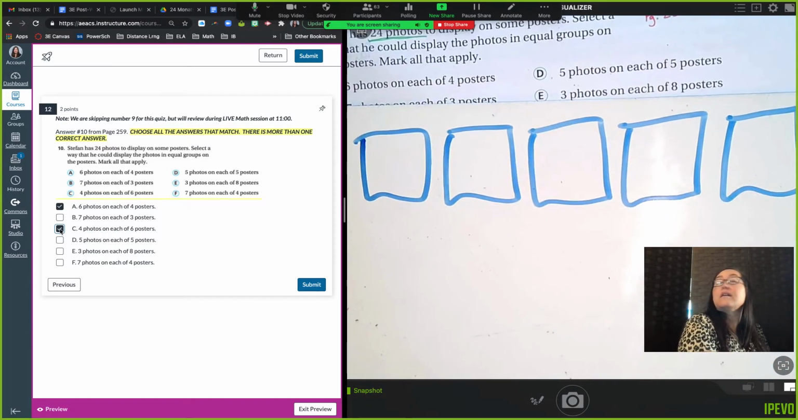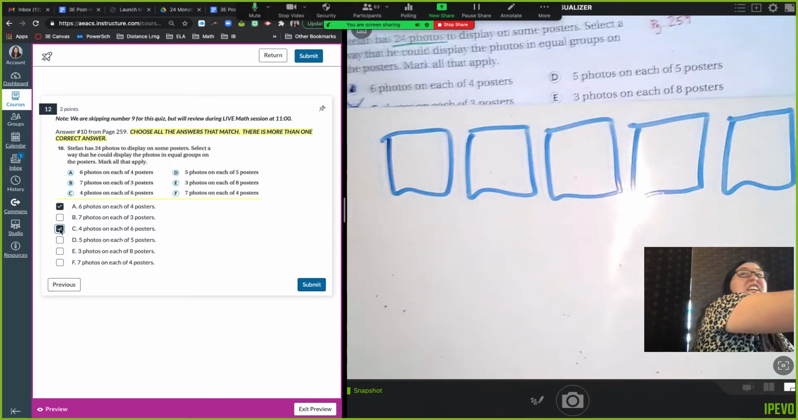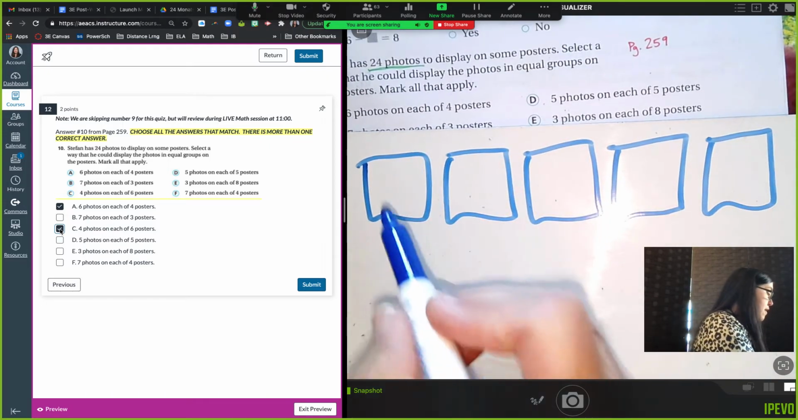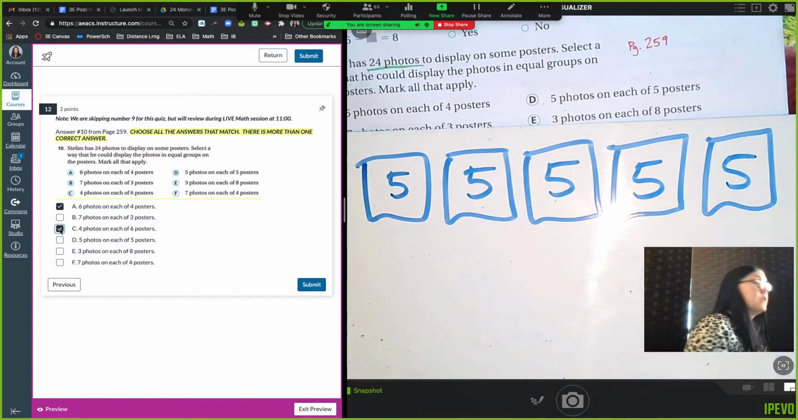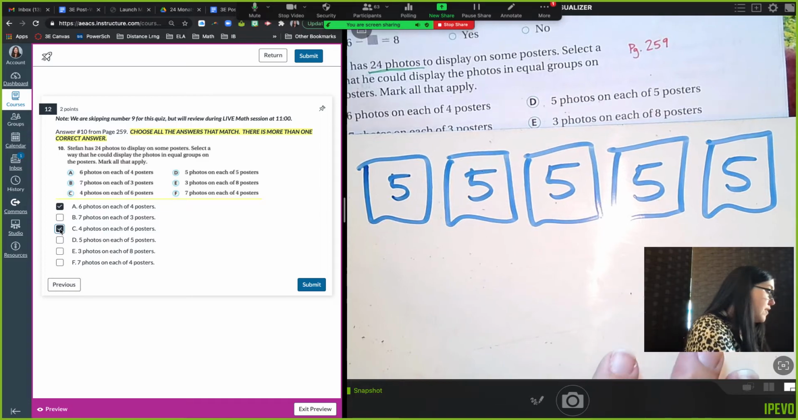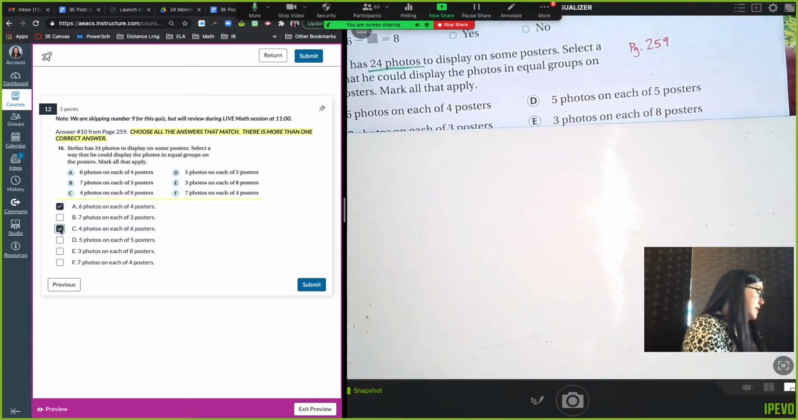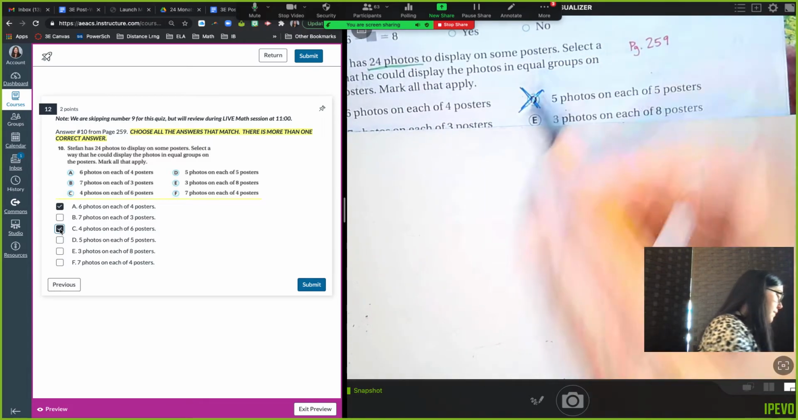You see them there? Could he put 5 on each? Would that get you to 24? 5, 10, 15, 20, 25. Nope. 5 times 5 is 25. So that does not work because he would have too many photos then. So D does not work.